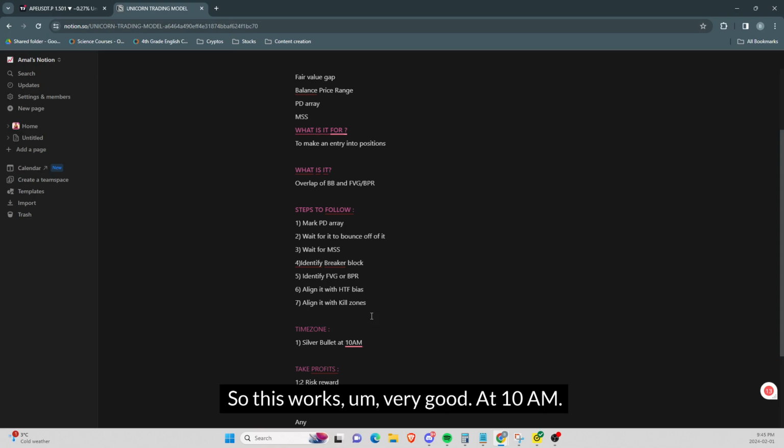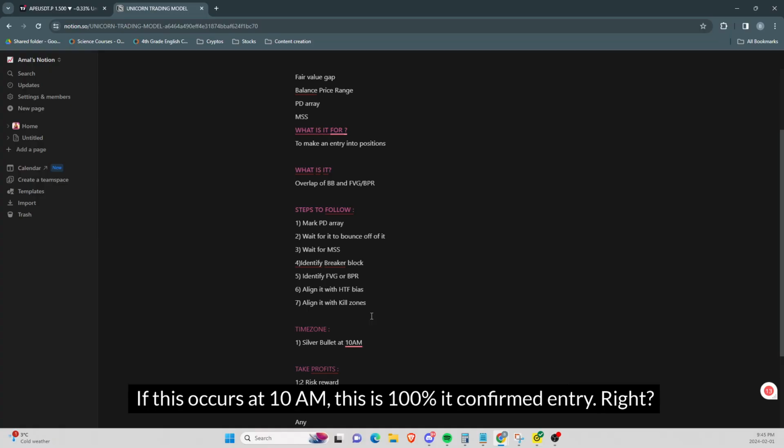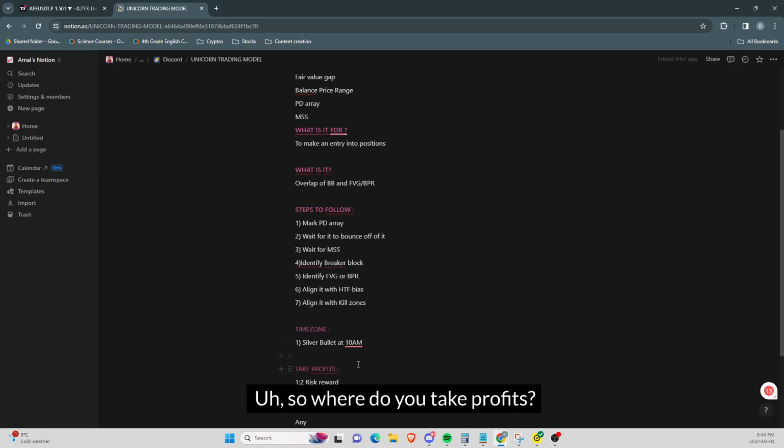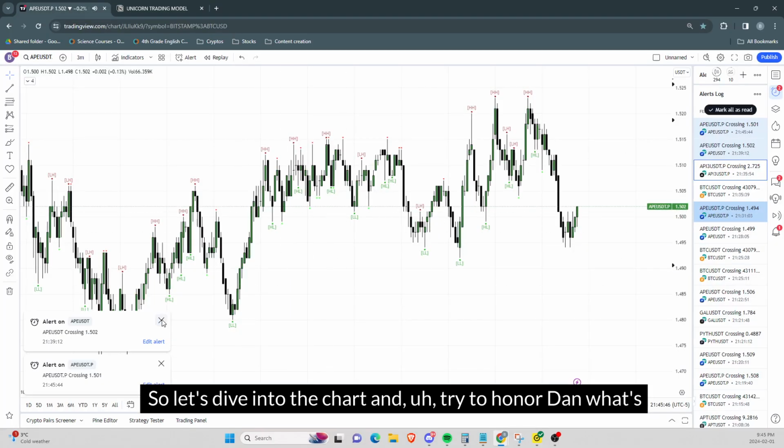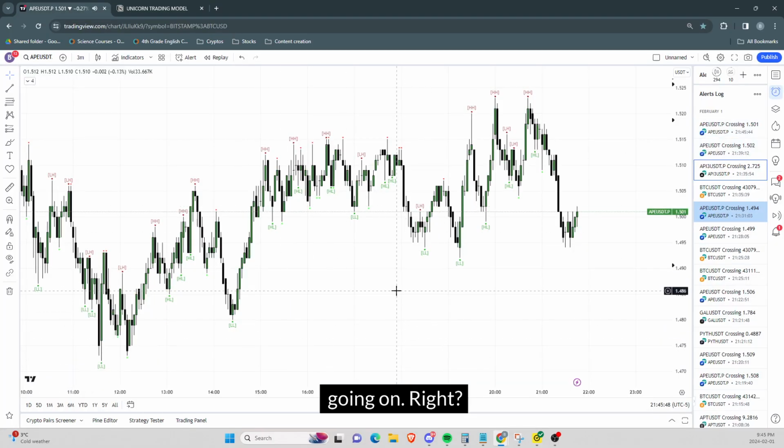So this works very well at 10 a.m. If this occurs at 10 a.m., this is a 100% confirmed entry. So where do you take profits? Usually we do 1 to 2 risk reward, and I'll show that in the chart. It works on any time frame. So let's dive into the chart and try to understand what's going on.